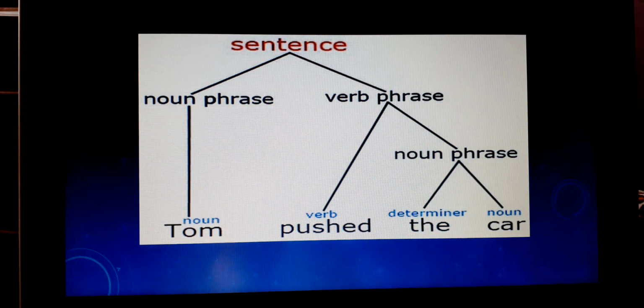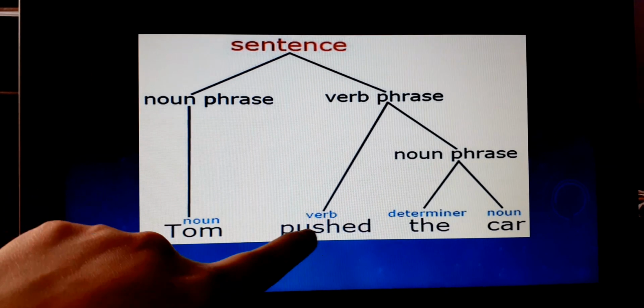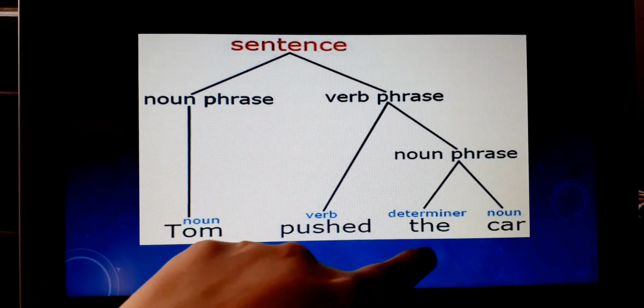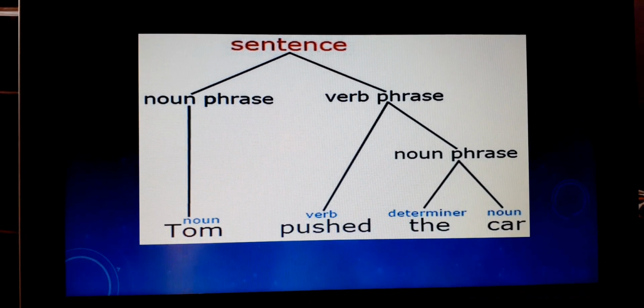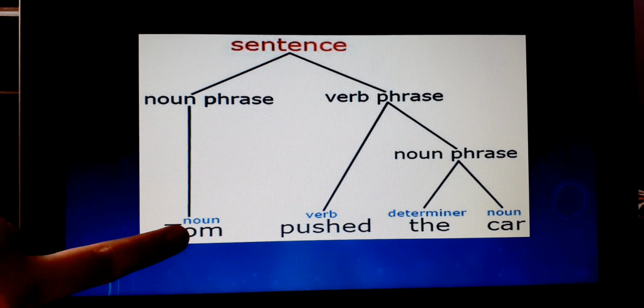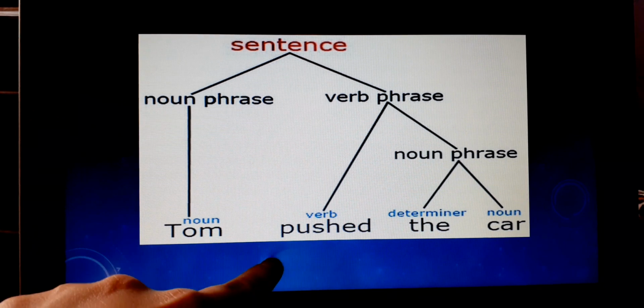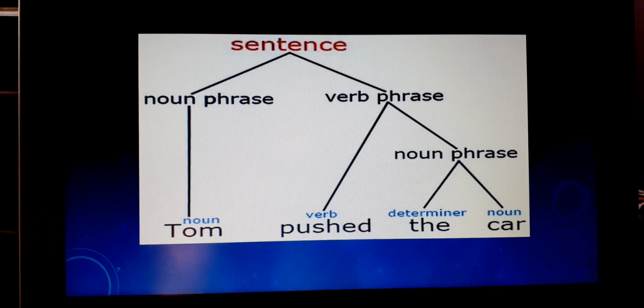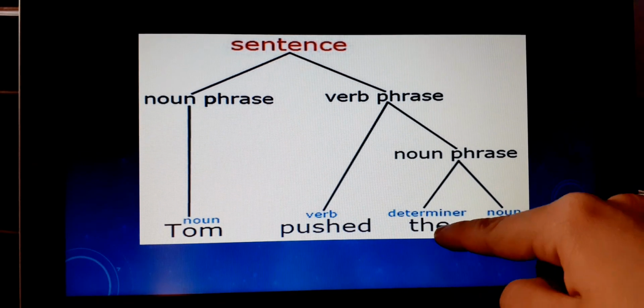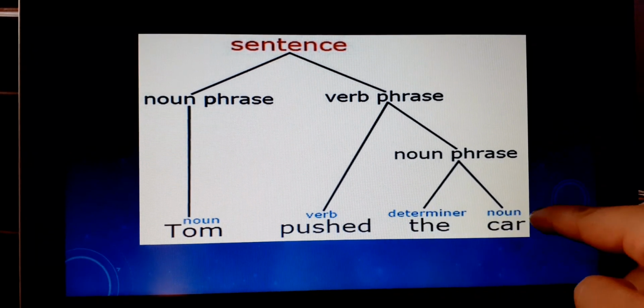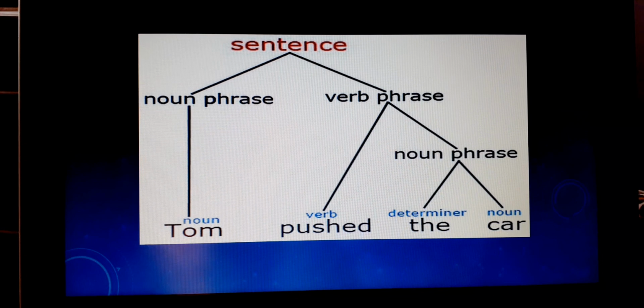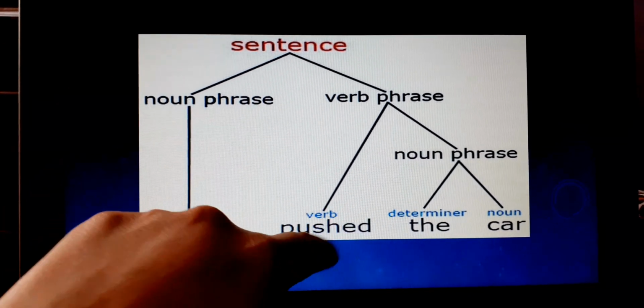As you can see, it is: Tom pushed the car. We have the structure, right? And first of all, we have Tom. Tom is a noun, and pushed is the verb in this sentence, and the is a determiner, and car is a noun, right? So we have two parts.